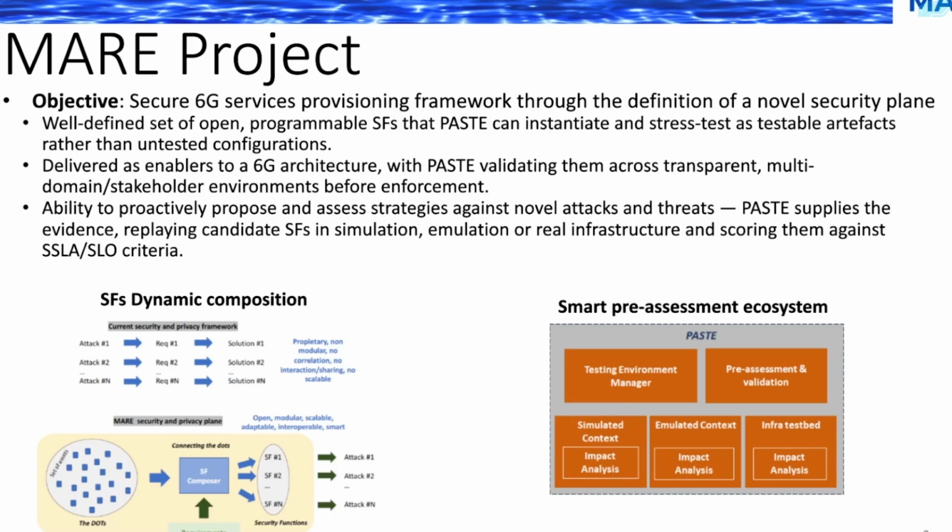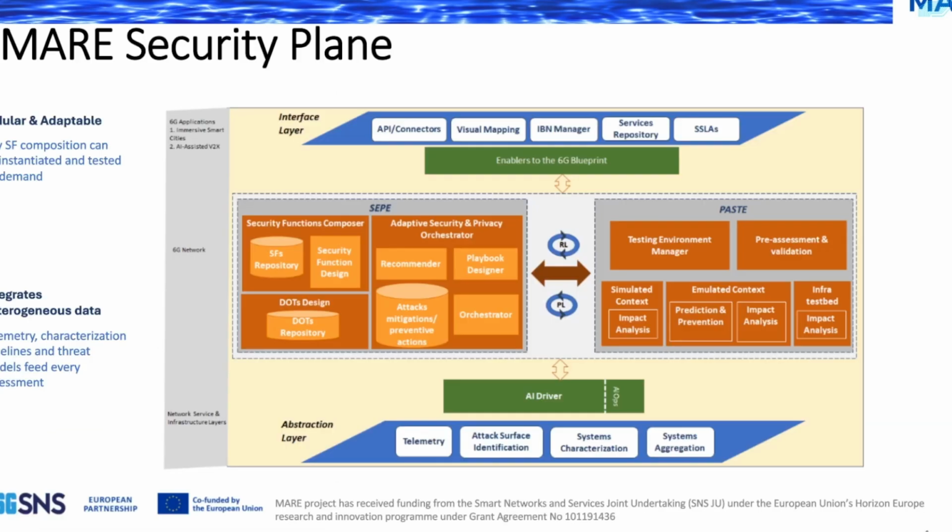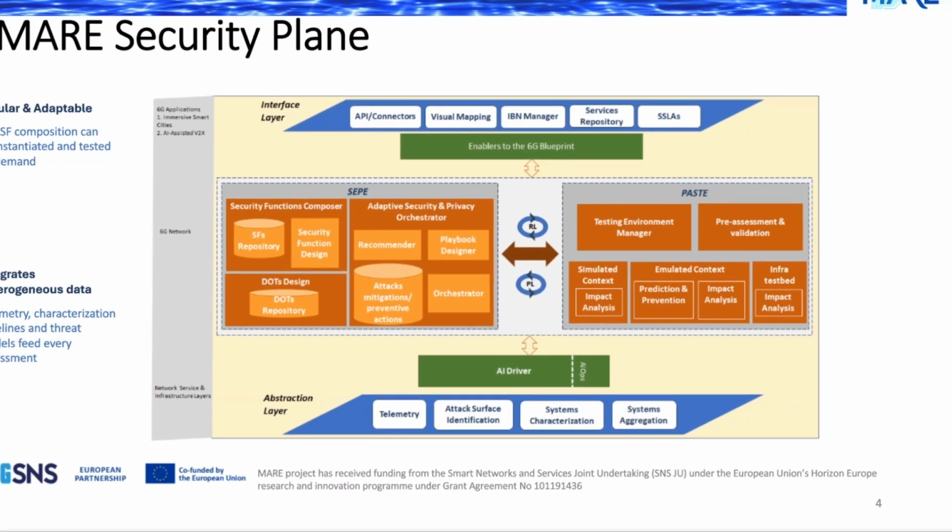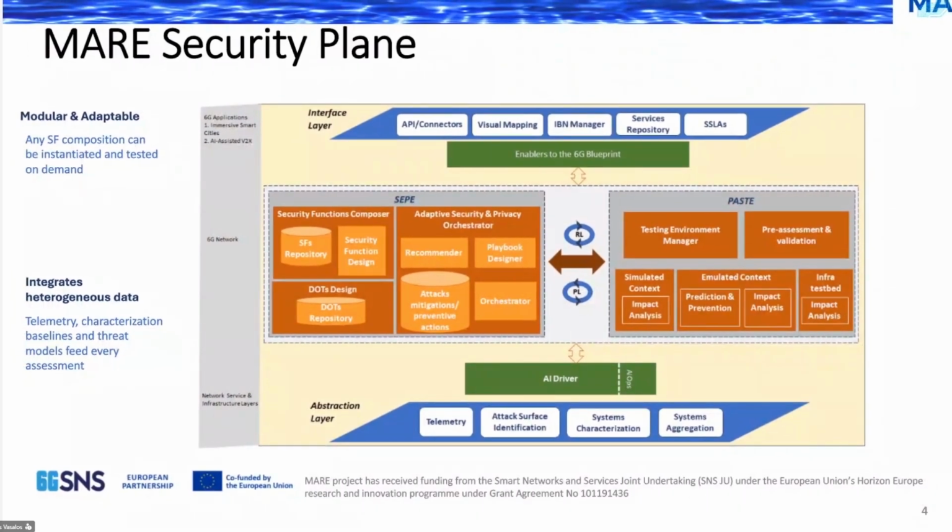PACE will be able to supply the evidence, replaying candidate security functions in simulation, emulation, or real infrastructure, and score them against SSLA and SLO criteria that I will explain further. Since 6G is really novel, it is predicted to have a really vast threat area, so we need to adapt dynamically to the threats that may occur in the future. As has been presented before, the MARE cybersecurity plane consists of the interface layer, the main cybersecurity core, and the abstraction layer.